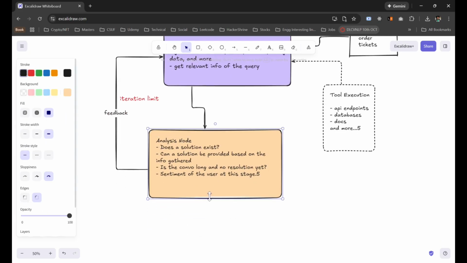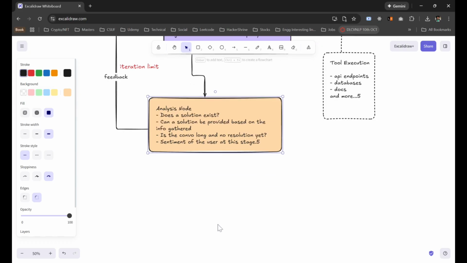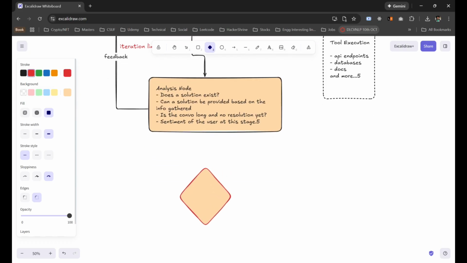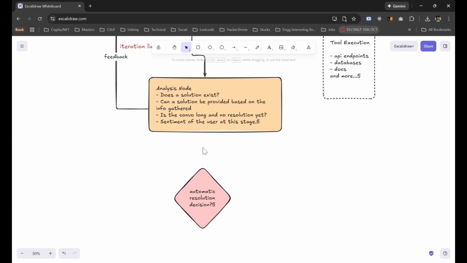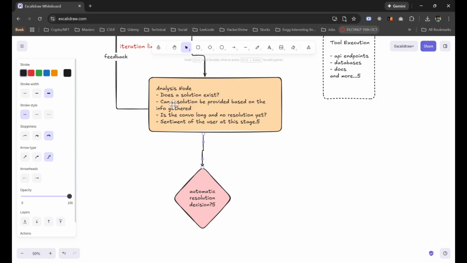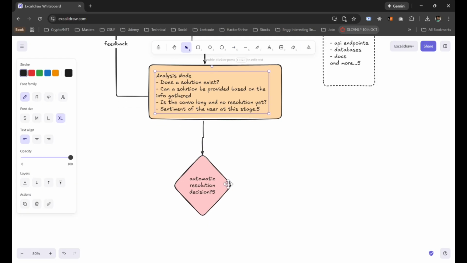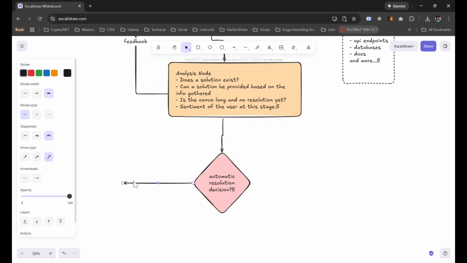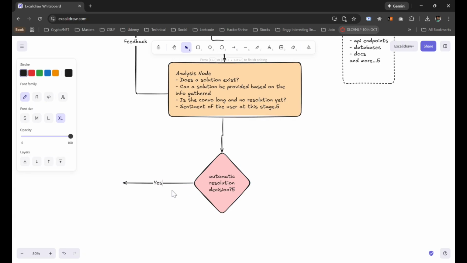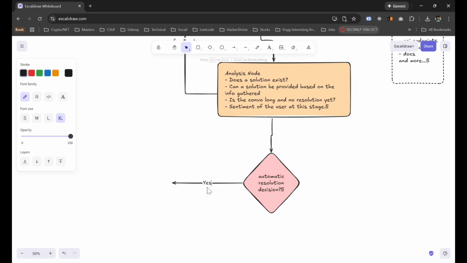Now let's say we are able to come up with a solution. So now this is where we have a condition. Can an automatic resolution decision be made? That is what we need to decide from this particular analysis node. If the answer is yes, I can solve this, I can provide a complete response to this.